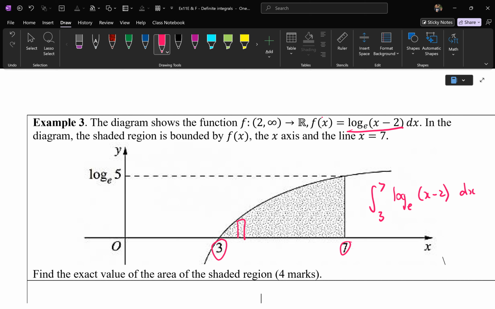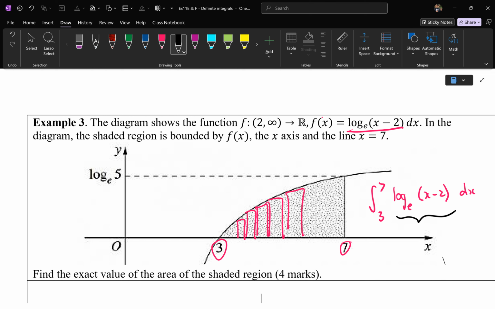So it means I'm making rectangles along the x-axis, and I'm trying to find the area between 3 and 7. What's the problem? We don't have a rule for the integration of log. We've got the derivative rule for log, but we don't have an integration rule for log. In Specialist, you learnt integration by parts, so you can choose u and v. It's essentially the reverse of product rule. So what do method students do then?